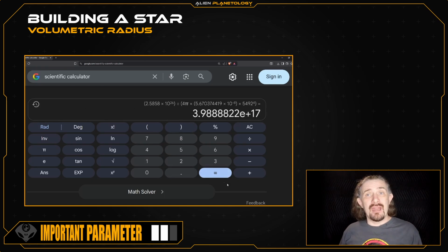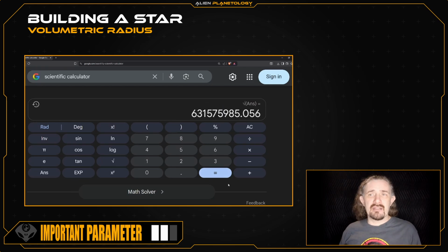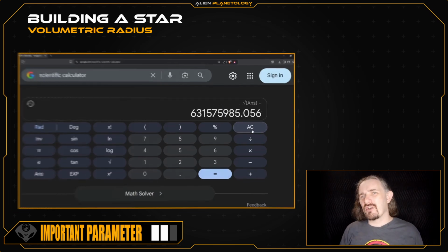When we press equals, we get this large number, which is not the number we want. Remember, this is the square of our star's radius. So to calculate the radius, we need to get the square root of this number. Now in this case, there are 2 ways we can go about doing this. The first is to clear this and then press this button here, followed by the answer button, which will give you the square root of the number we just calculated. Now that's unarguably very simple and convenient, but only in this circumstance.